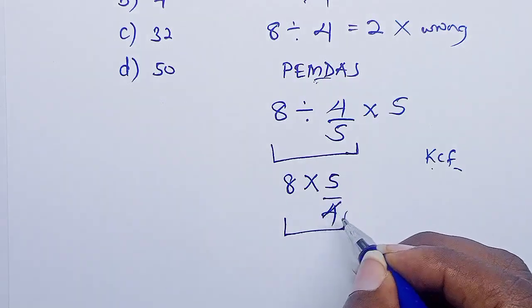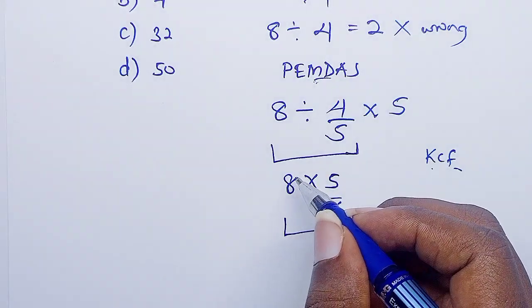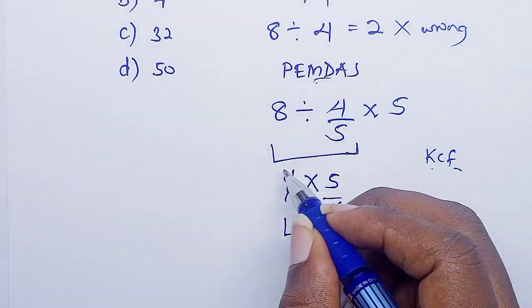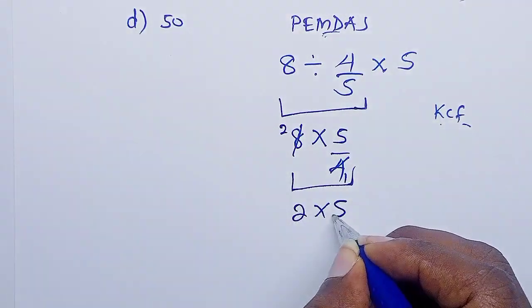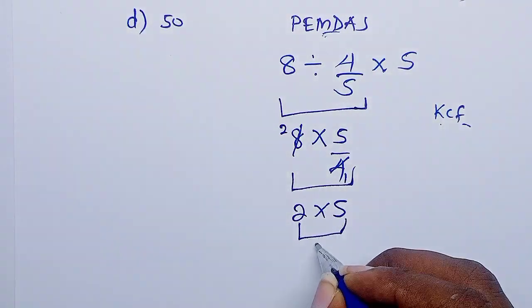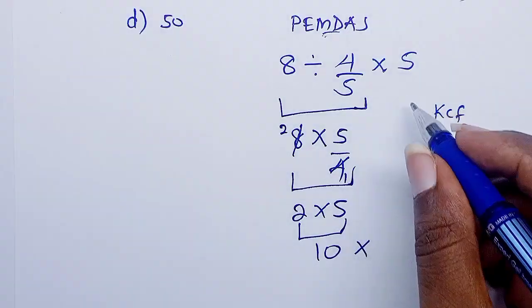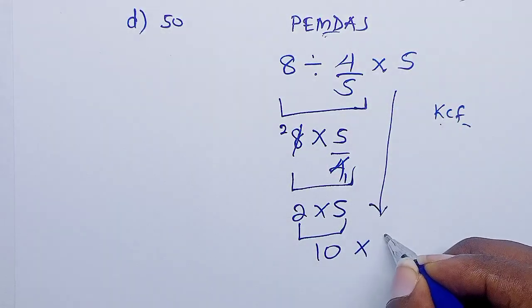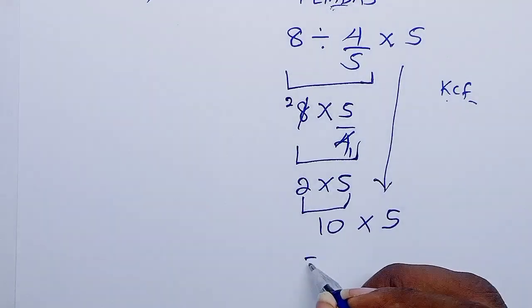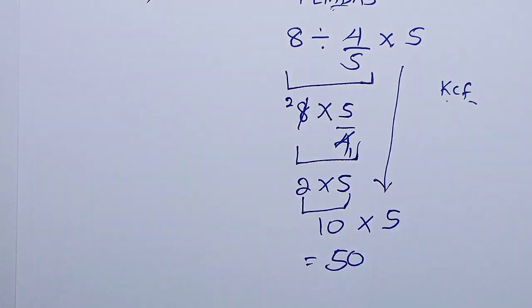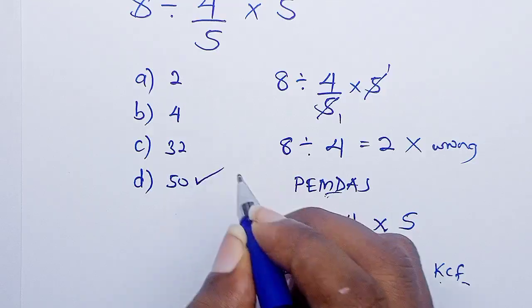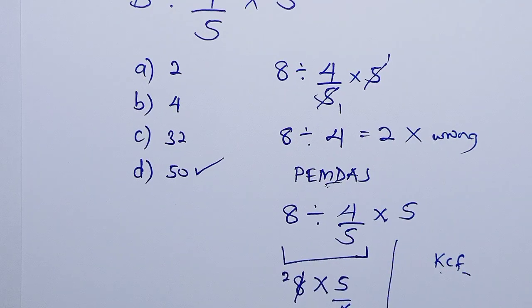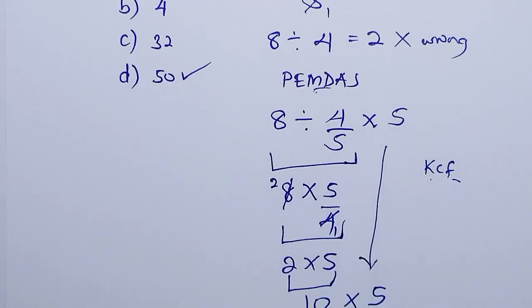So 8 is divisible by 4 twice, 2 times. So we have 2 times 5, which is 10. Then 10 times this 5 here gives us 50. So the right answer is actually 50, option D. Let me know if you got it right or wrong and how you solved it.